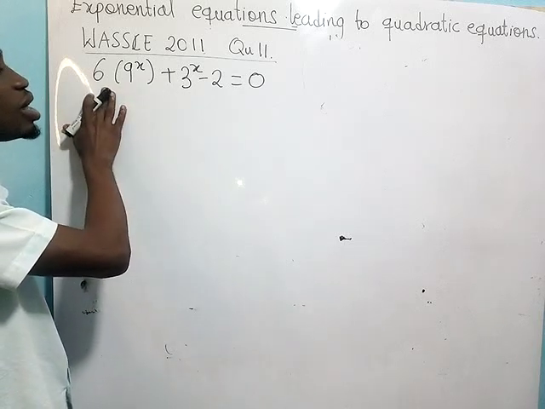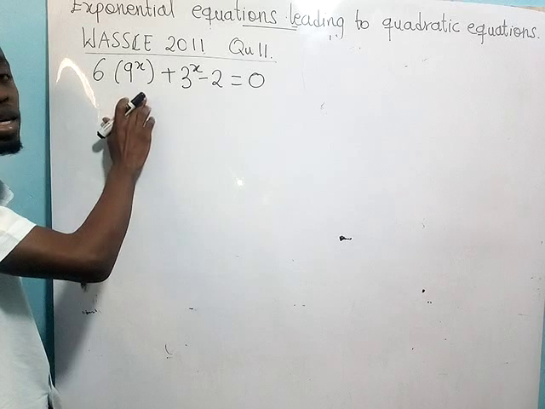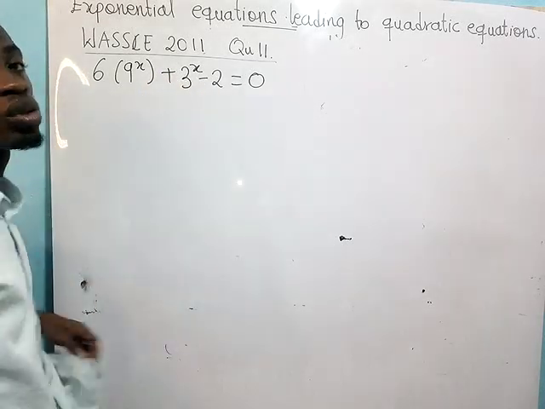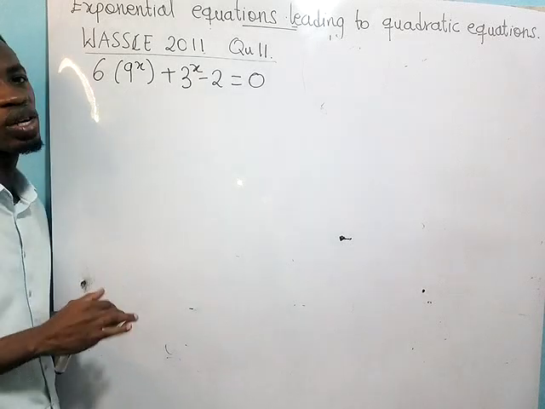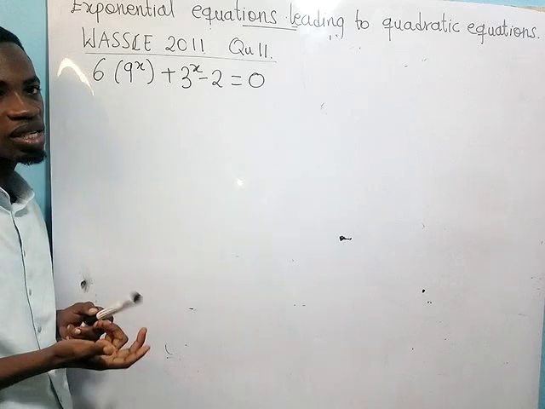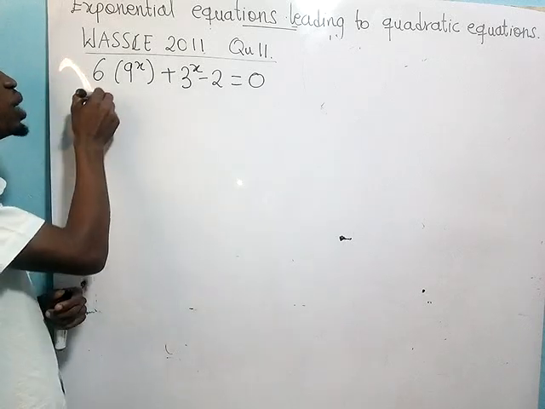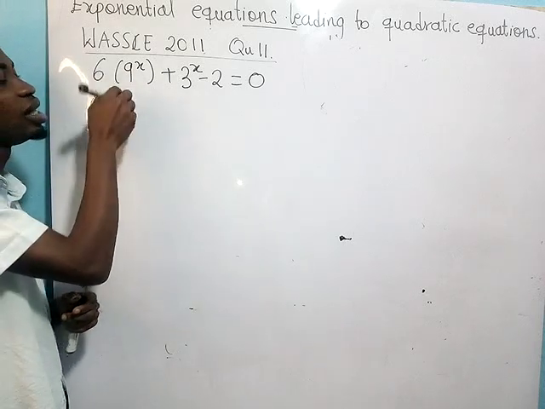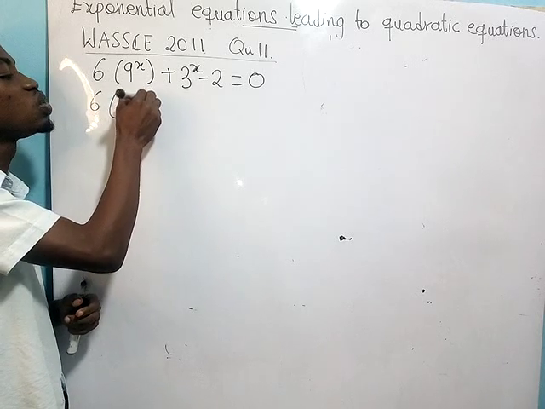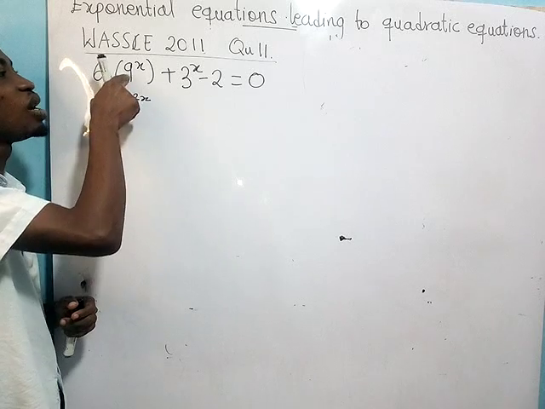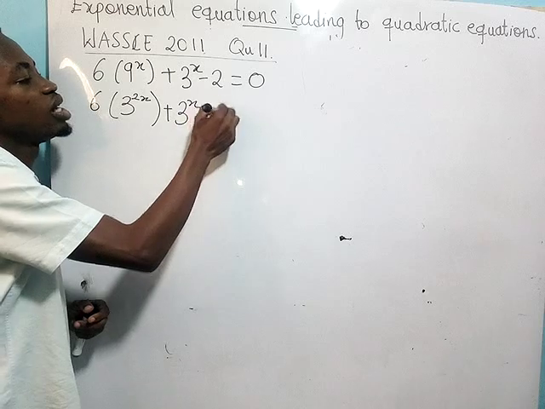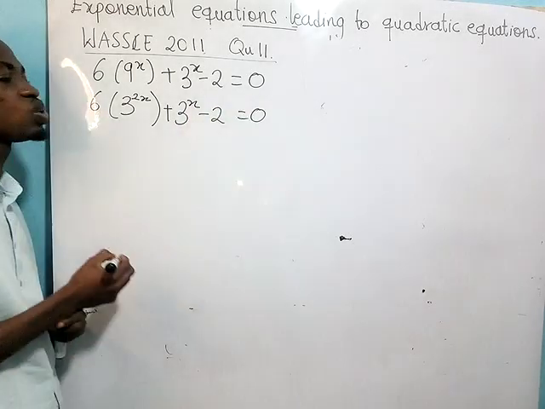We have 6 multiplying 9 to the power x plus 3 to the power x minus 2 is equal to 0. Now we need to make sure that the indices we have here have the same base and the same exponent. So we have 6 here. 9 can be written as 3 to the power 2x, because 3 to the power 2 is 9. Plus 3 to the power x minus 2 is equal to 0.